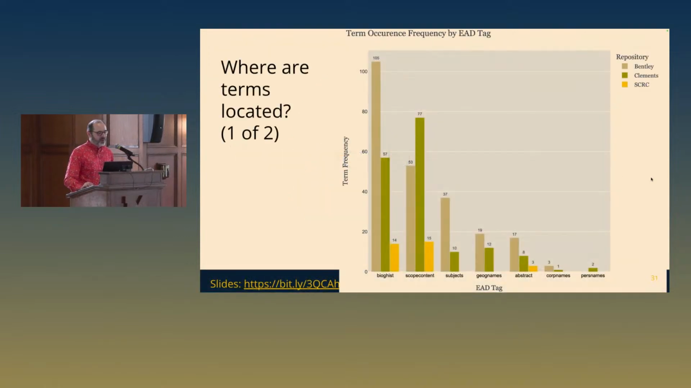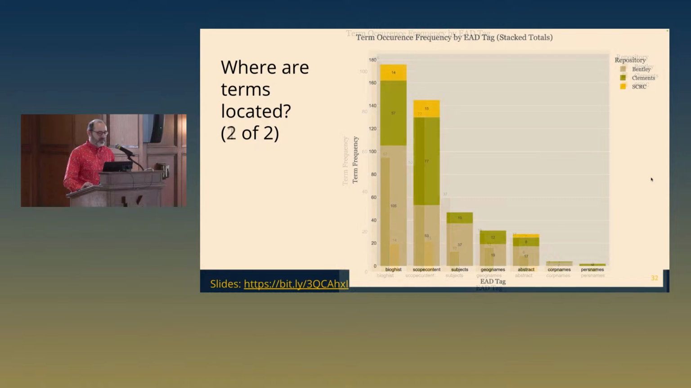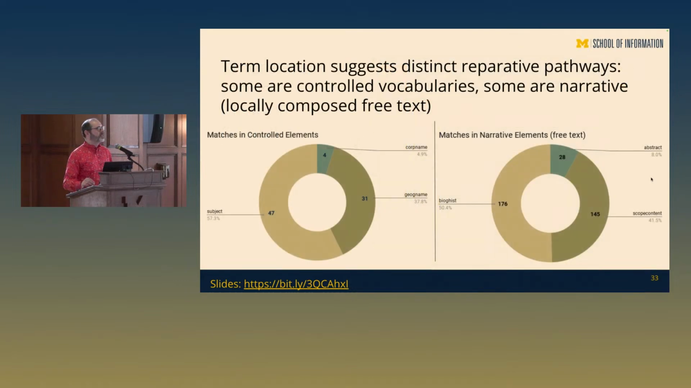And then we were also able to see where terms are located. Why would that be important? Because what we realized was a lot of these terms are occurring in controlled elements, which means they're using terms from controlled vocabularies which are outside of the local repositories. So avenues for reparation or repair there would be very different than ones internally, where you could just have a process internally to change the narrative text or to address certain words or to redescribe certain people.